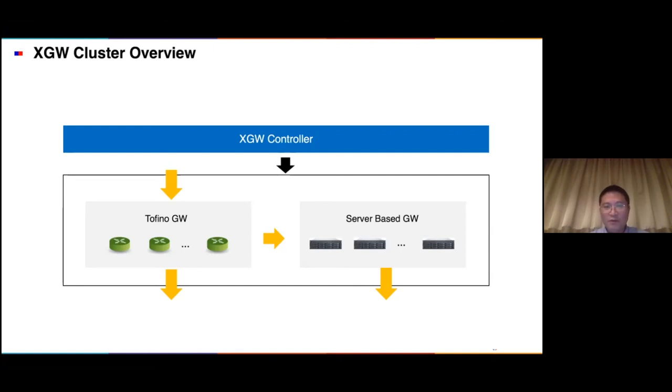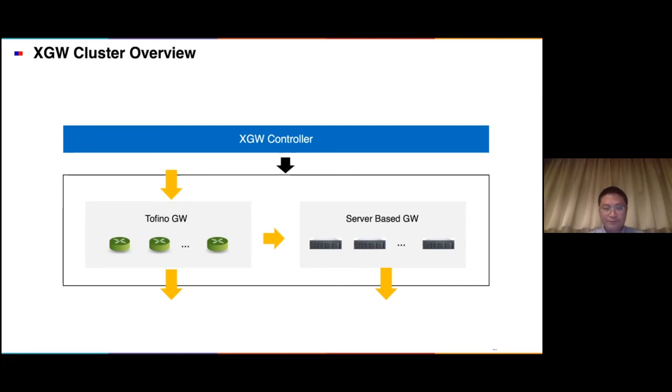So to address this, we turned to the Tofino switches to build our gateway. By doing that, we are able to provide 20 times the throughput at the same cost as the x86-based gateways. In the meantime, we are still able to keep the advantage of faster iteration and flexibility.